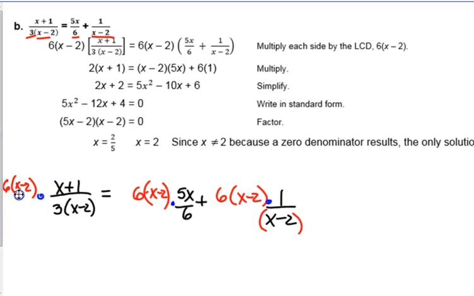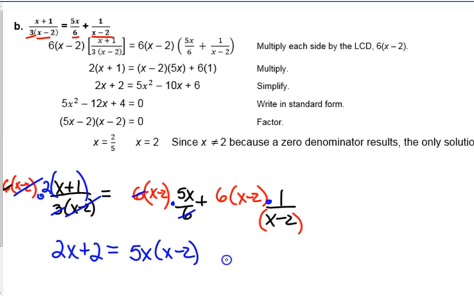So now on the first term here, the x minus 2 will cancel, but the 3 also divides into the 6 and leaves me a 2 that I need to distribute. So I end up with 2x plus 2 over there. On the second term here, the 6 cancels. I end up with a 5x and an x minus 2. I'll distribute that in a second. And on this one, the x minus 2 cancels, so I just end up with 6 times 1 or 6.